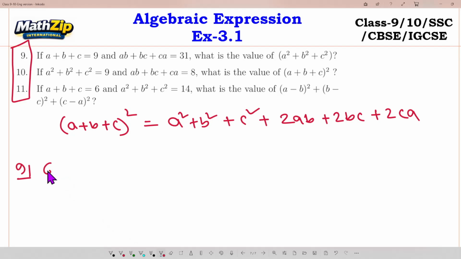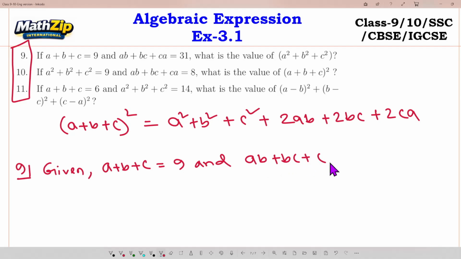Here is given a plus b plus c equals 9 and ab plus bc plus ca equals 31. Now we have to find out the value of a square plus b square plus c square.